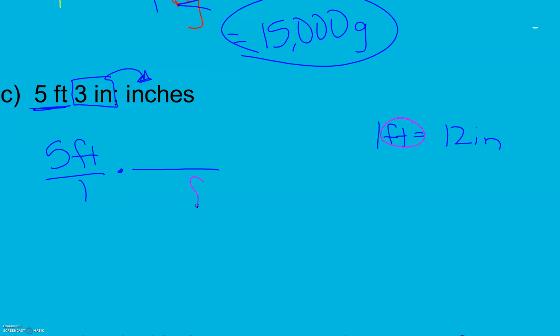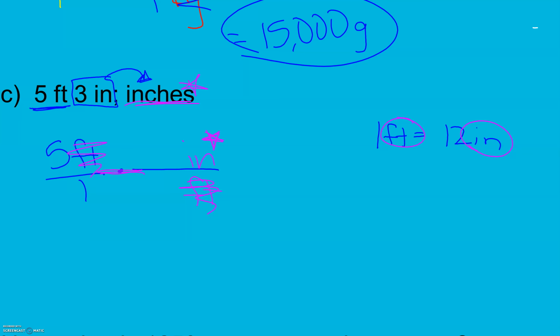Feet go in the denominator. Inches go in the numerator. I'm looking for inches, so inches go on top. When I multiply across, feet divided by feet cancel, and that's what I'm looking for. I'm looking for inches, so again, they go where I'm looking for them, here in my numerator.